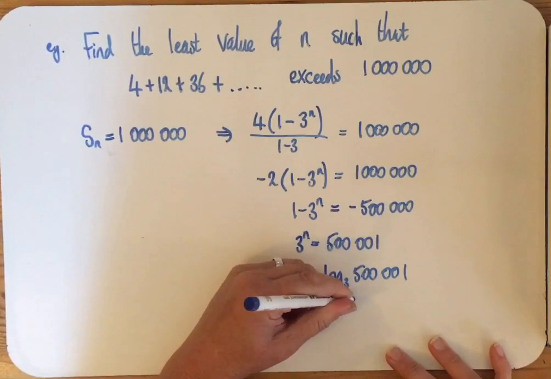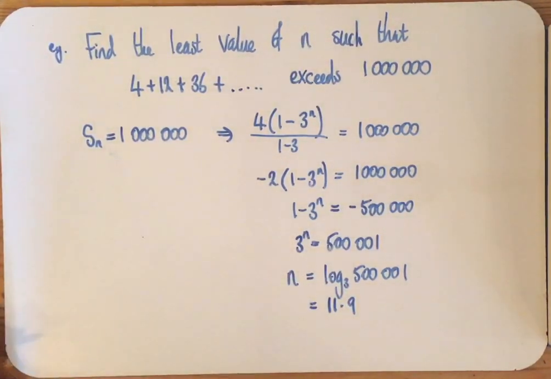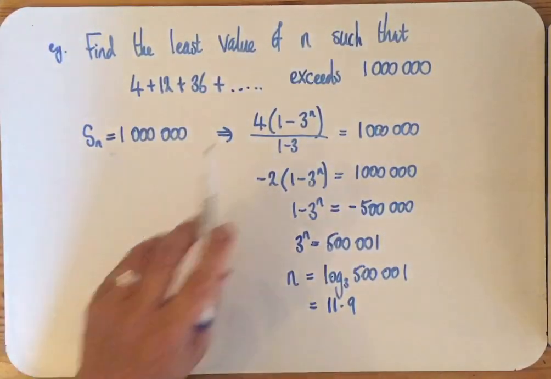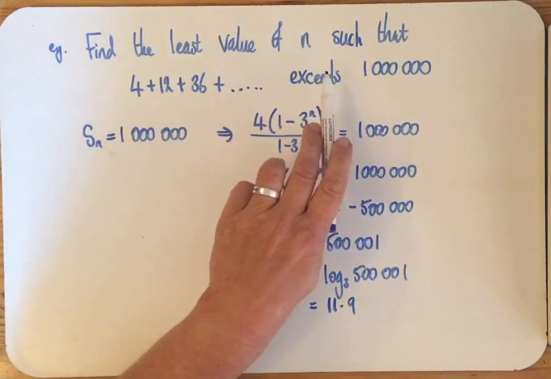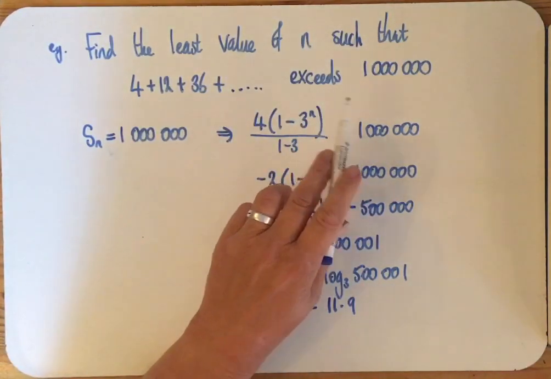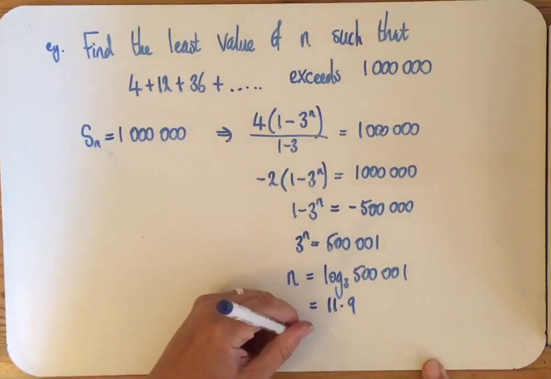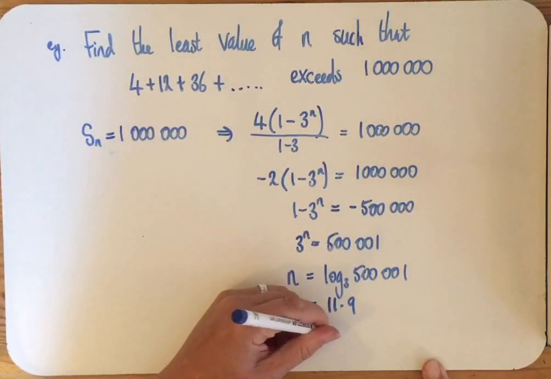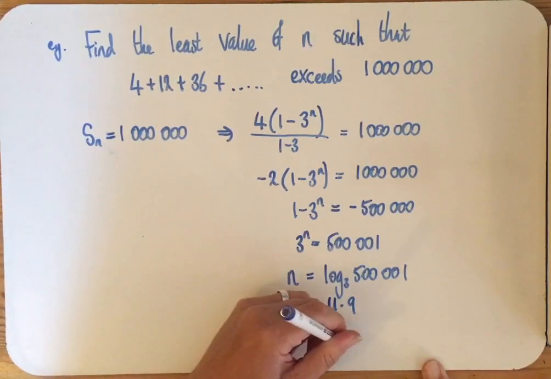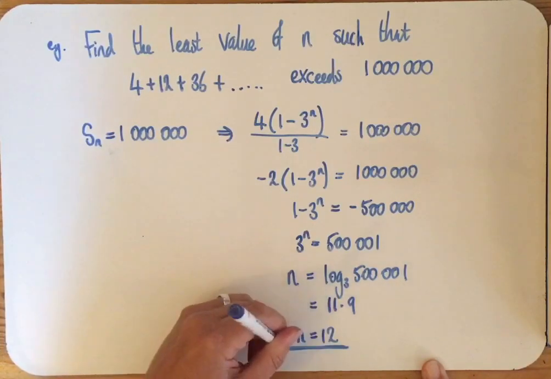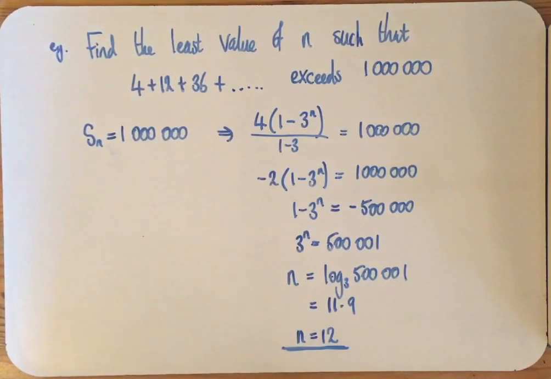Obviously n is a positive integer because it's the number of terms. So the smallest value of n, where the sum will exceed 1,000,000, will be 12. And the biggest value of n, so that it's less than 1,000,000, would be 11. So you just need to decide which way you need to go with those.